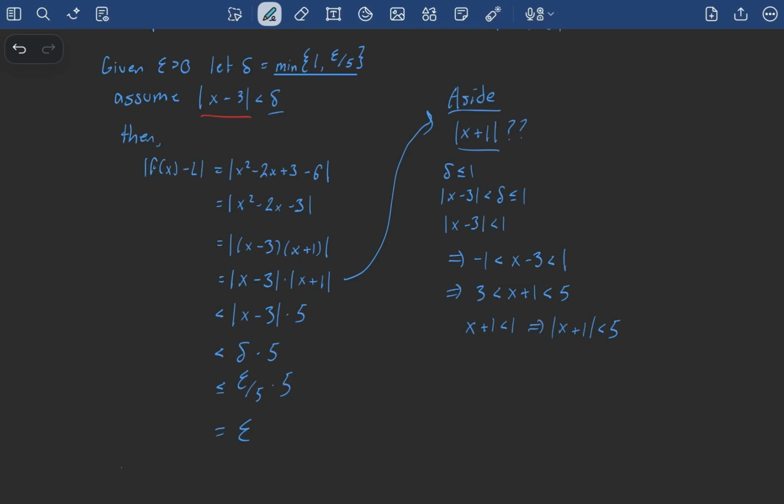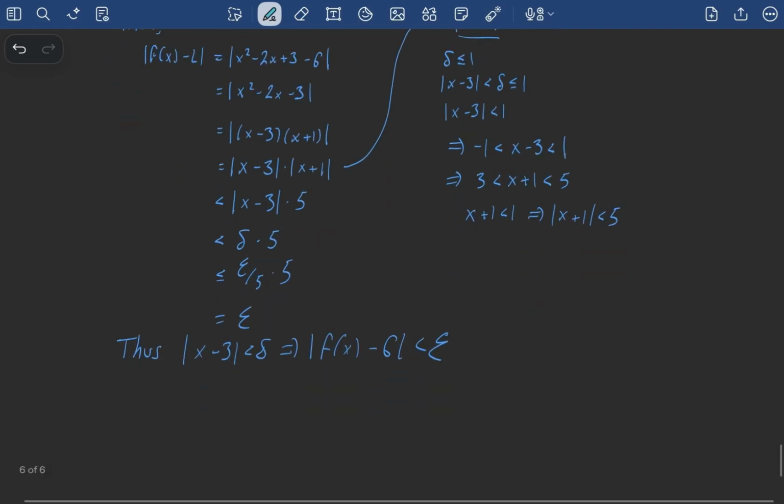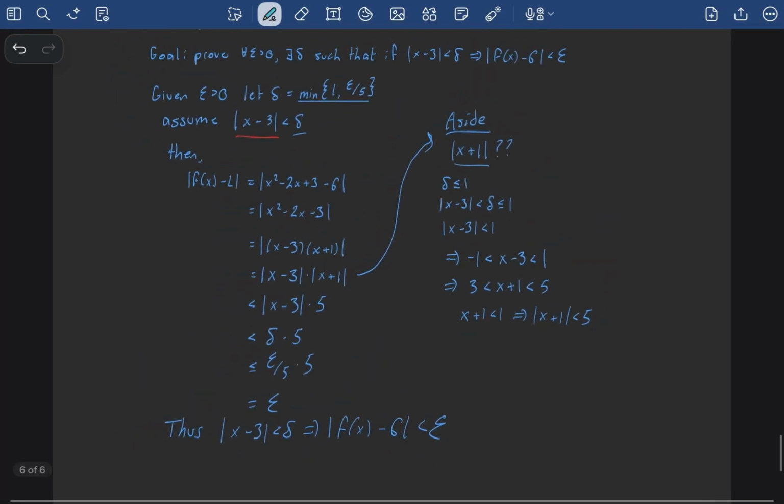Now you can just write your final statement. Thus, absolute value of x minus 3 less than delta implies absolute value of f of x minus 6 is less than epsilon. And so you've proven the limit and you're done.